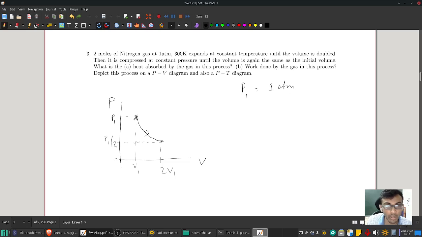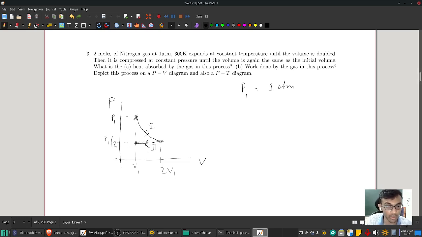And now let's look at the second step. It is now compressed at constant pressure. So the second step is at a constant pressure, what you can call an isobaric process. So this is the first step. In the second step, the volume will have to decrease because it's being compressed, until the volume is again the same as the initial volume. So it's now back to its initial volume. So you could draw it like this. The pressure is constant and the volume has come back to the initial value. So this is the second step.